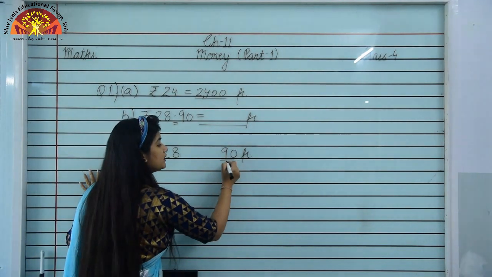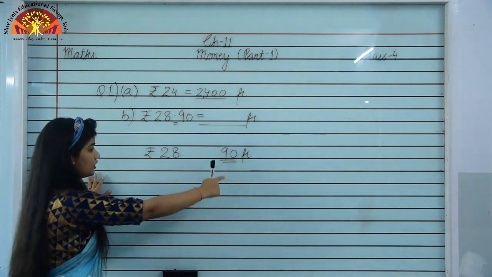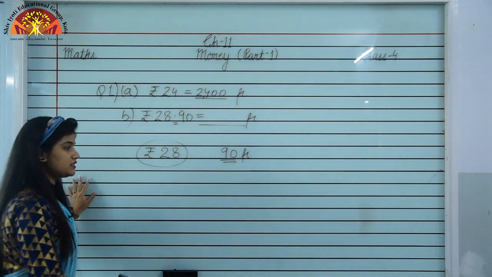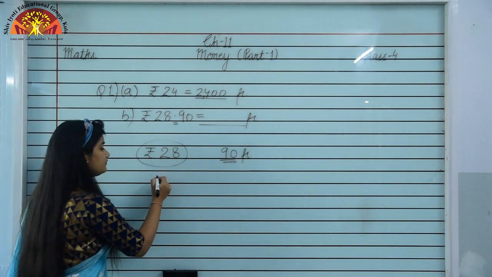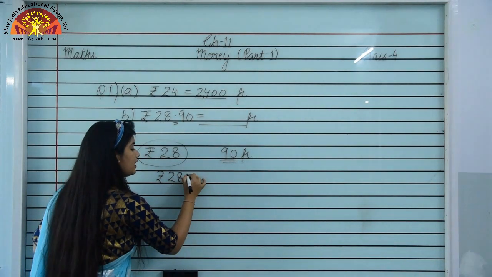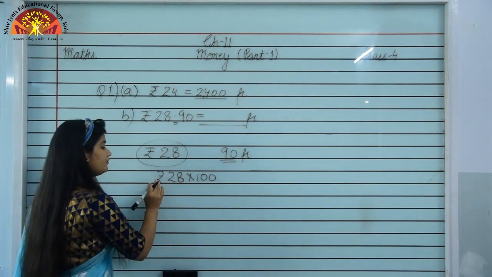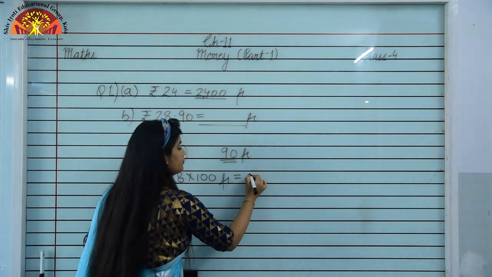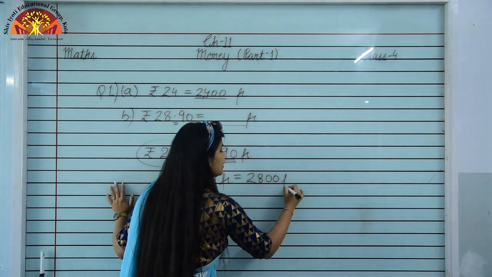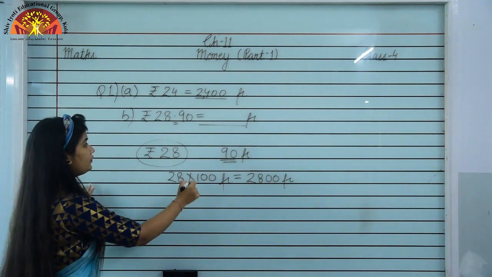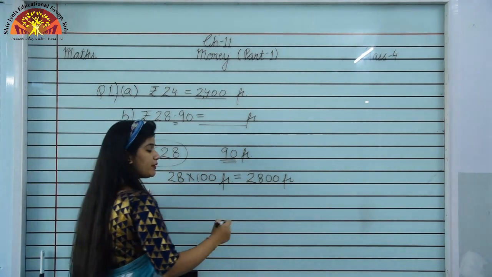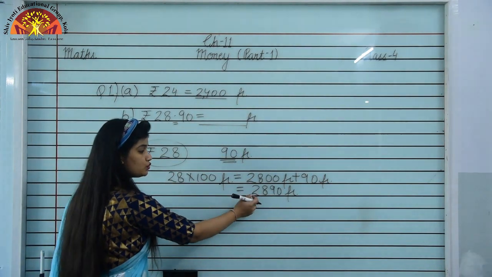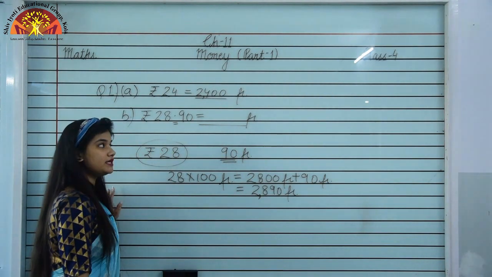As we can see, 90 is already given in paisa. So we will convert only the rupees 28. How can we convert rupees to paisa? We have to multiply by 100. When we multiply 28 by 100, it will become 2800 paise. Is it clear, students? And we have 90 paise also, so we have to add 90 paisa. Now it will become 2890 paise.